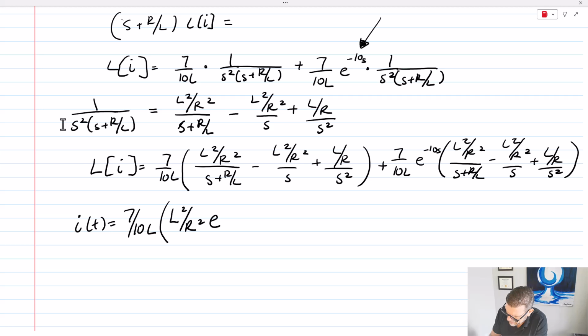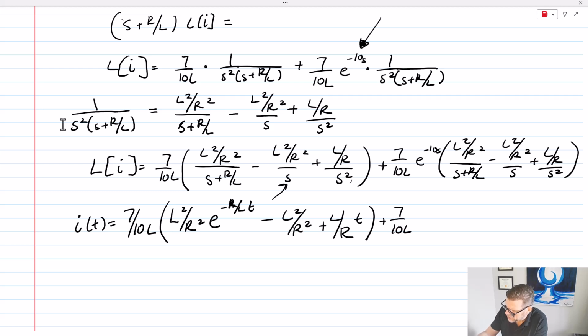And then it's e to the negative R over L t, minus the constant L squared over R squared, plus L over R. And since it's S squared, it's going to be L over R t. And then plus, we've got 7 over 10L. Now using the second shifting theorem, this is going to go back to being that unit step function, U10 of t.